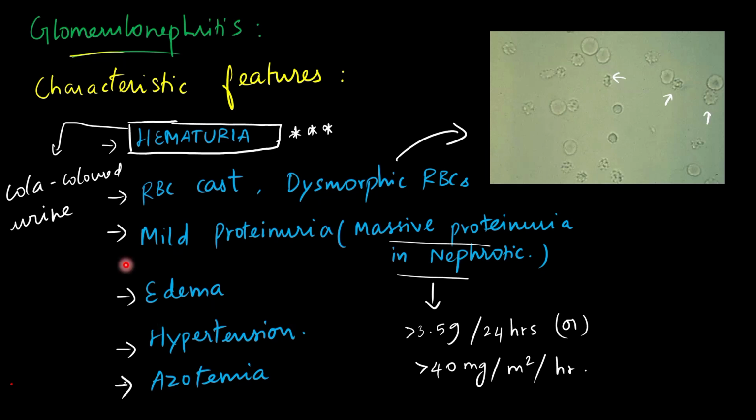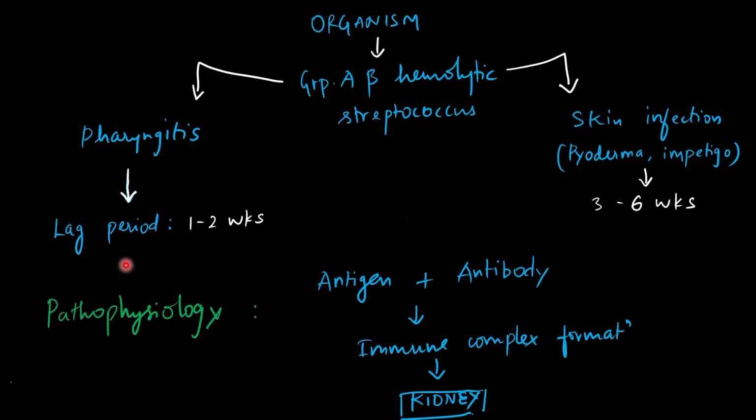And coming to the story of post-streptococcal glomerulonephritis, we all know that PSGN is the most common cause of glomerulonephritis in children. So the organism which is responsible for it is group A beta hemolytic streptococcus. First, what happens is the streptococcus bacteria causes infection in the form of pharyngitis or skin infection. It can cause both skin infection and pharyngitis. It can cause pyoderma, impetigo like that.